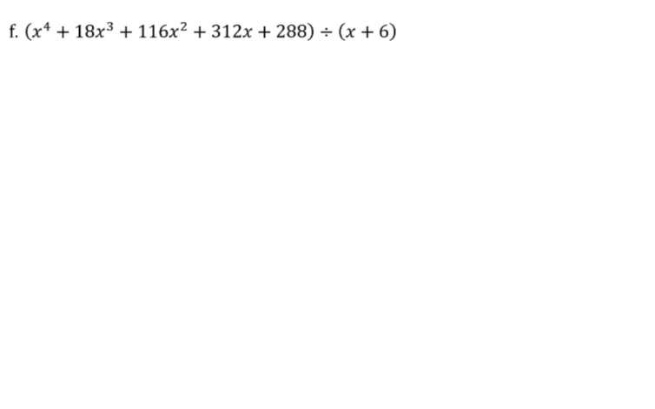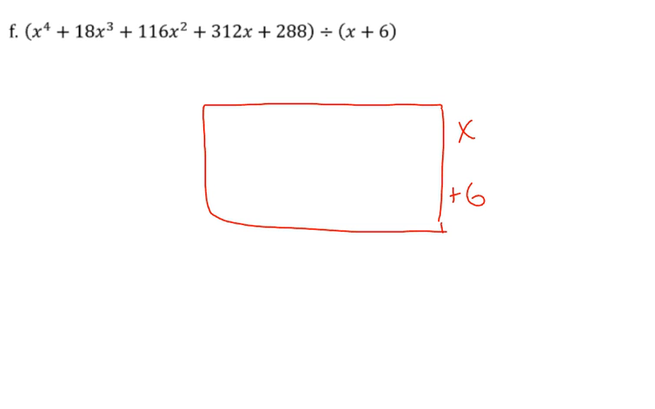Alrighty, letter F. I'm going to do this by the reverse tabular method. I'm dividing by x plus 6, so that goes on the side over here. That's our divisor. I need to figure out how many rows and how many columns I need. Well, I have an x to the 4th polynomial divided by a linear polynomial. A quartic polynomial divided by a linear polynomial.